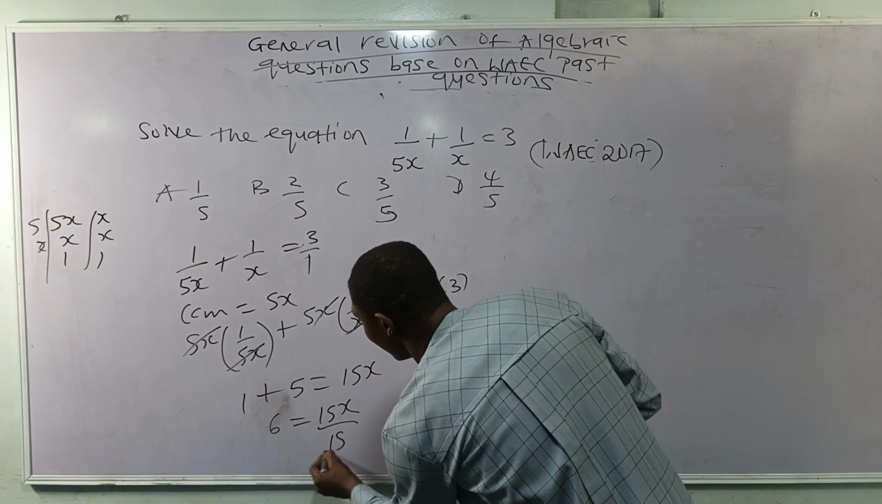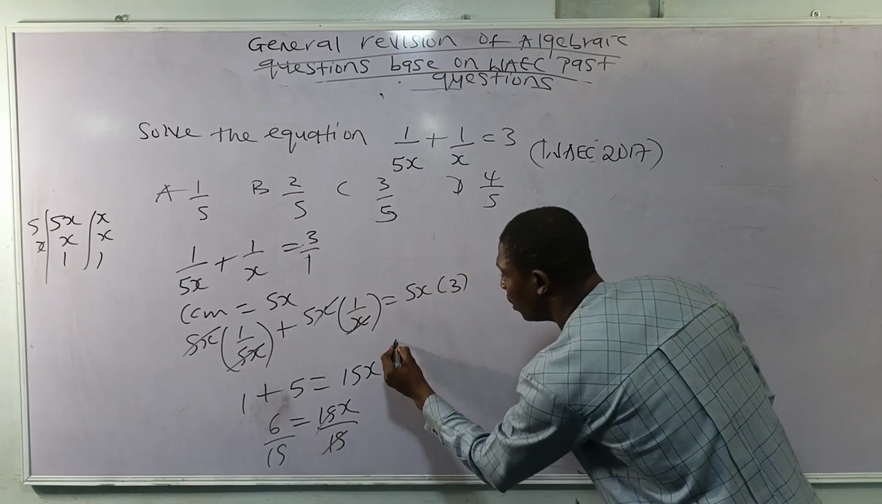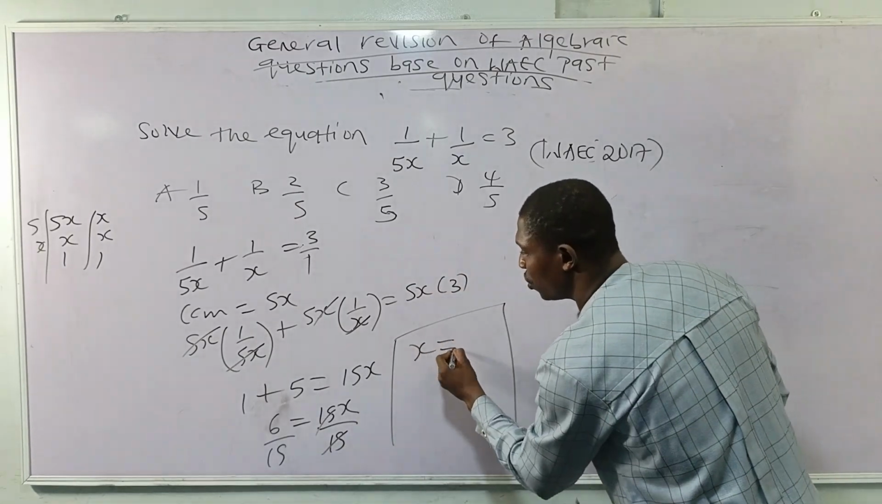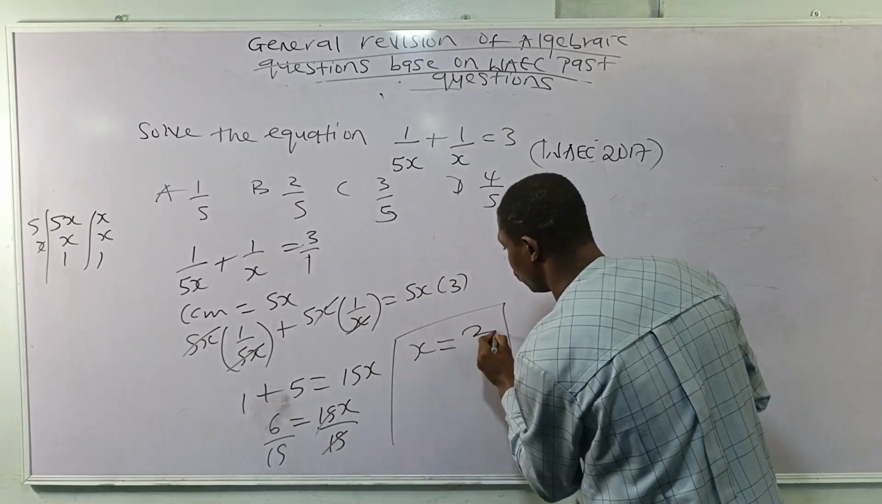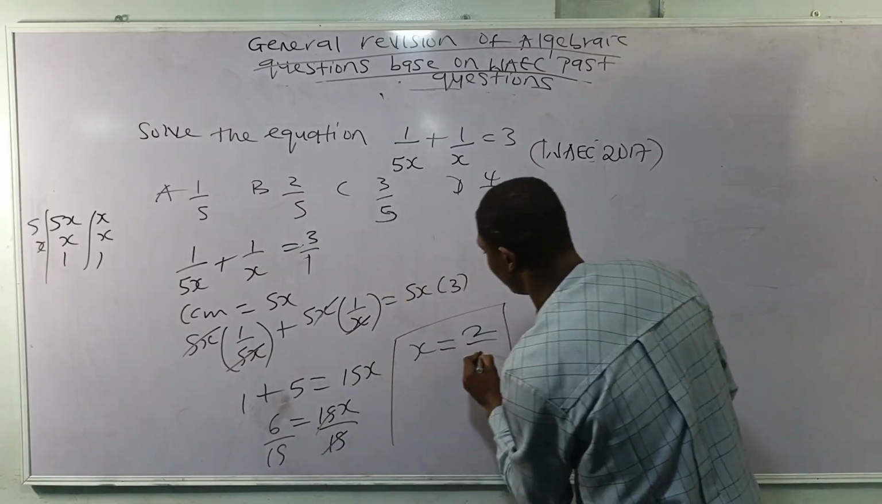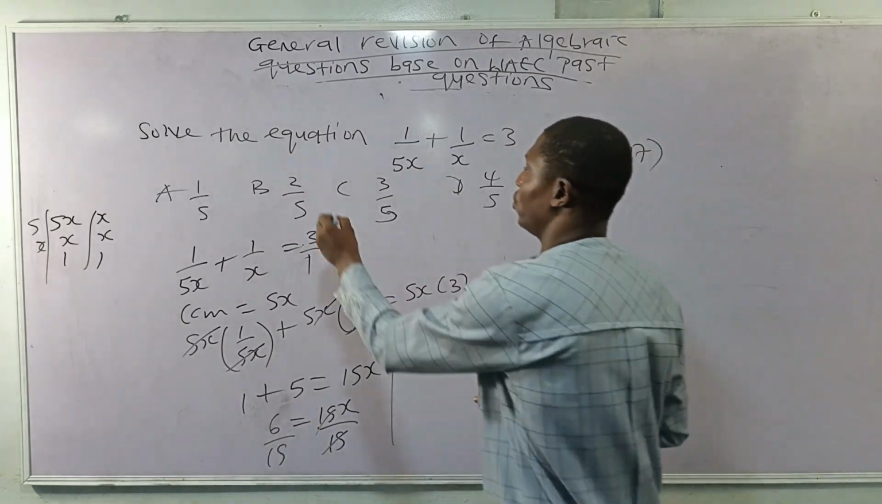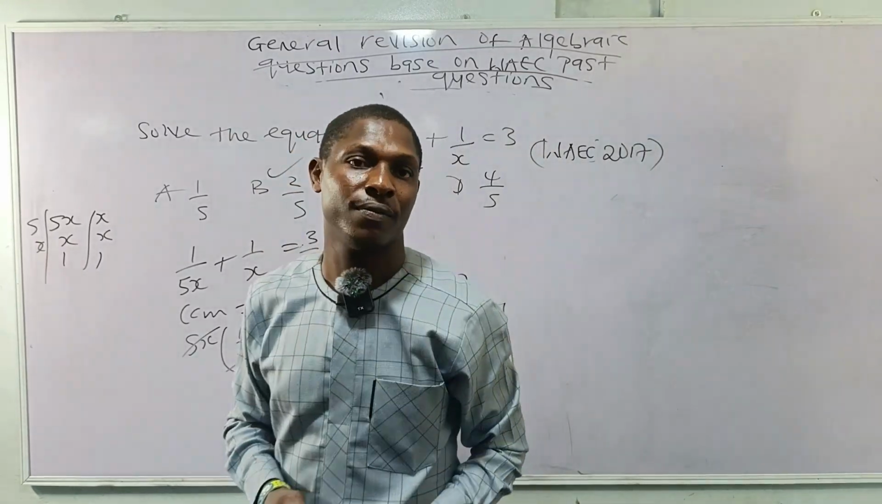And if I divide through by 15 to make x the subject of the formula, I'll have x equal to 3 here is 2, and 3 here is 5. So I have 2 over 5 as my option. So option B is correct.